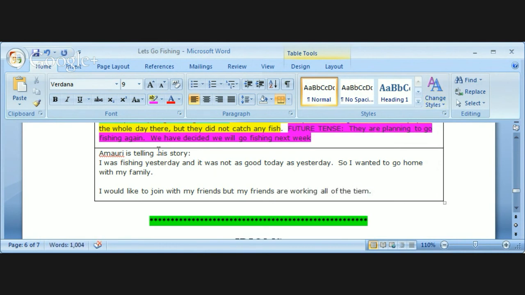I missed something. I was fishing yesterday and it was not as good today as yesterday. So I wanted to go home with my family. What did you say? Okay, I was fishing yesterday, so this is past tense. I don't think I have a present tense. Okay, I was fishing yesterday and it was not as good. All of this is still past tense.